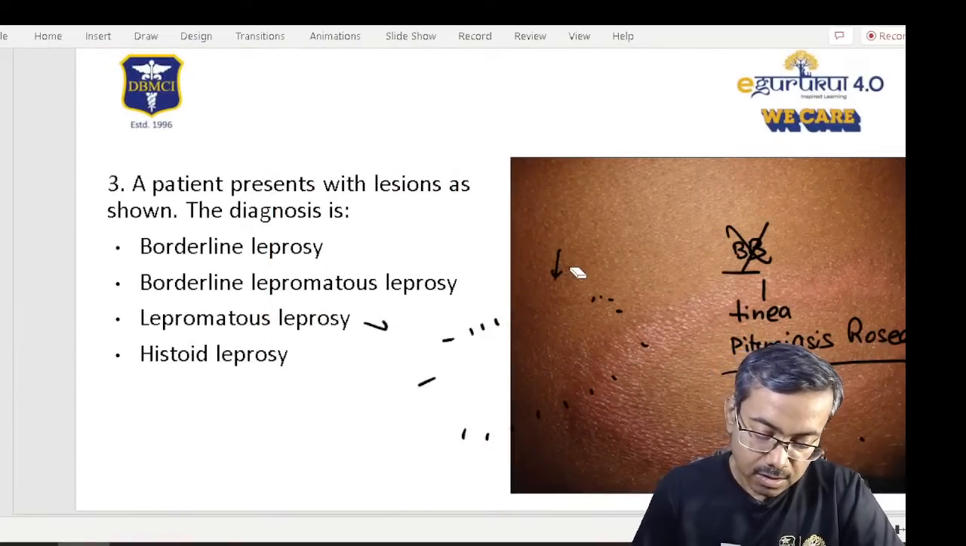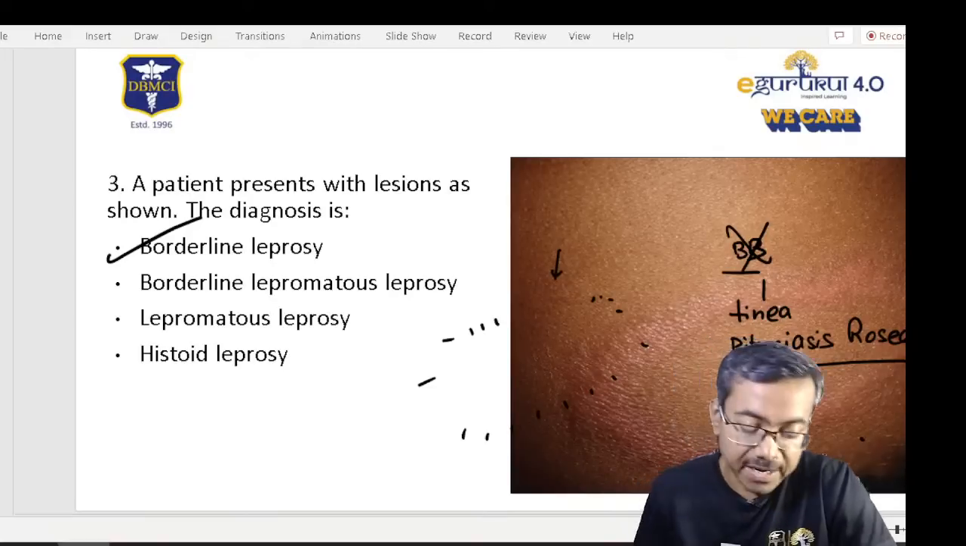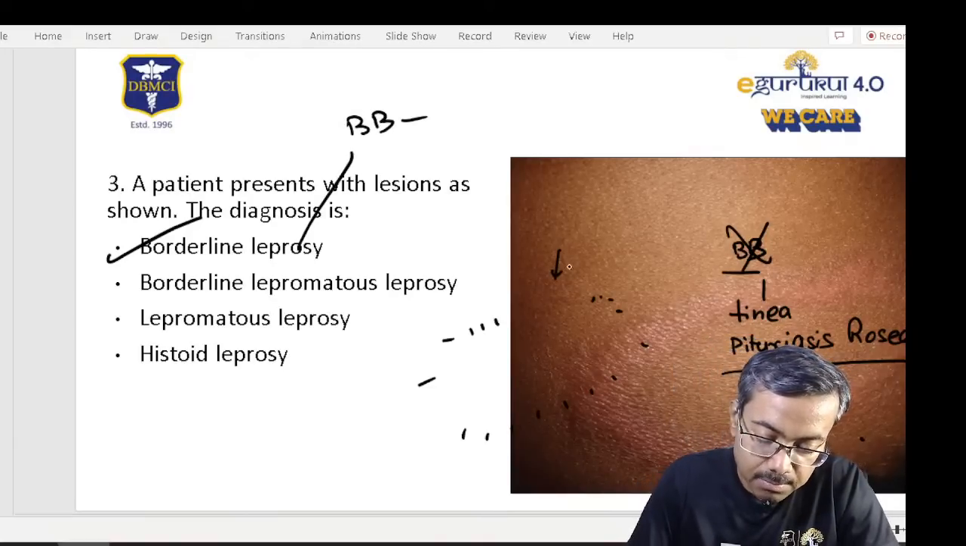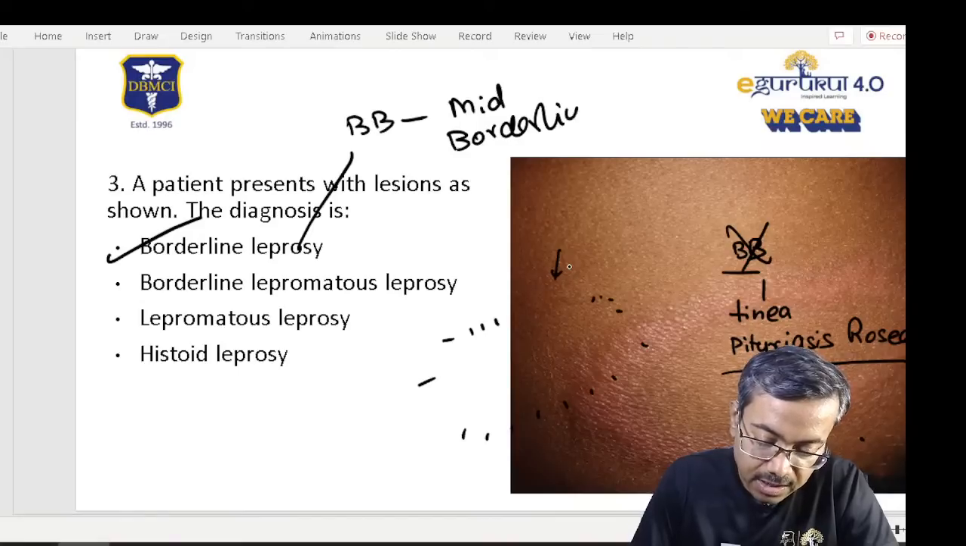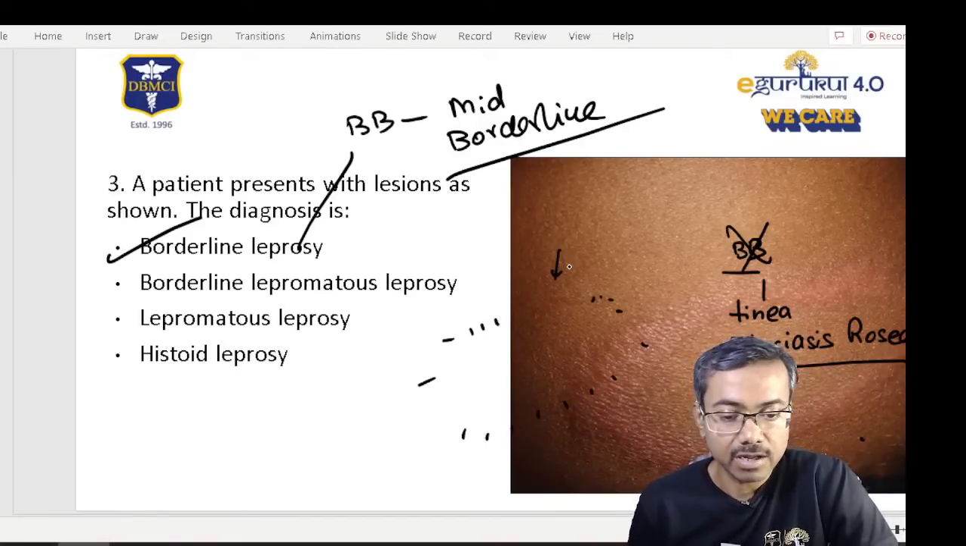Okay, now this is borderline leprosy. You can simply call it borderline leprosy, which is also called mid borderline. BB is mid borderline. We also call it mid borderline leprosy. Okay, got it? You will have annular usually in borderline meaning mid borderline.